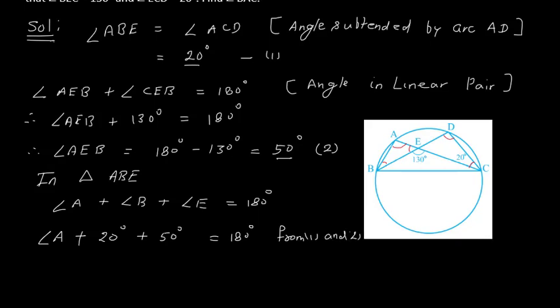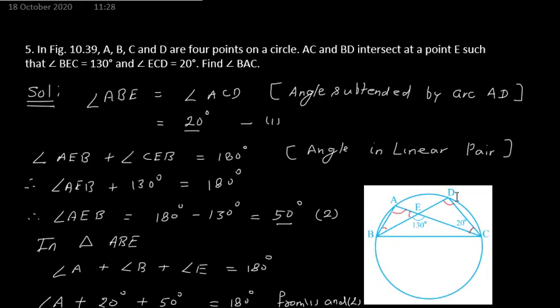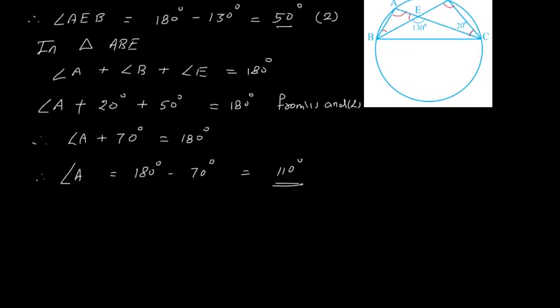So here I will write from 1 and 2. Therefore angle A plus 20 degrees plus 50 degrees, which is 70 degrees, is equal to 180 degrees. So therefore I will get angle A is equal to 180 degrees minus 70 degrees is equal to 110 degrees. So angle A is 110 degrees, right? Simple question. Therefore angle BAC is equal to 110 degrees.